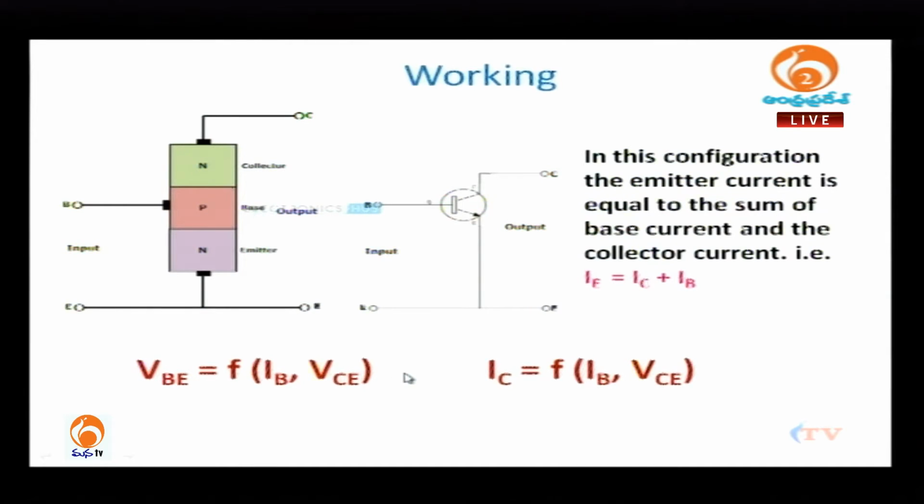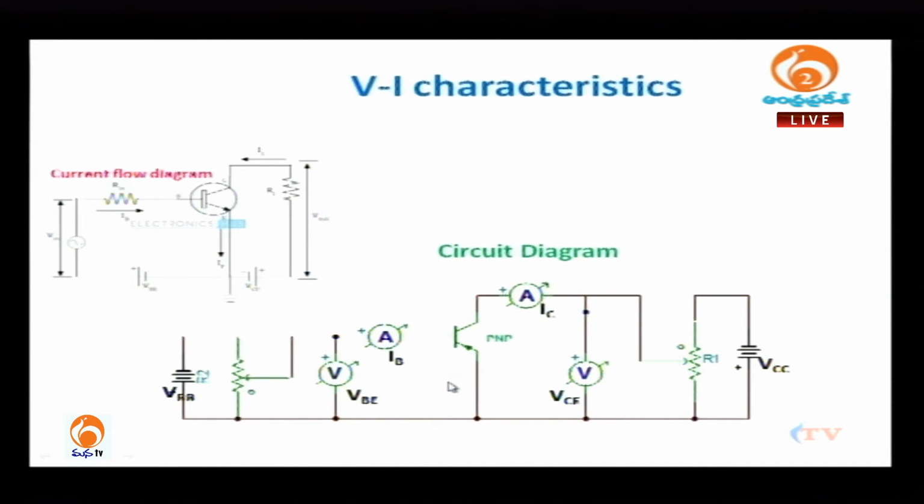Now, let us see this configuration. This is an experimental arrangement in order to obtain the VI characteristics of the transistor in common emitter configuration. Here again you have a PNP transistor, to which base supply voltage will provide necessary forward bias and collector supply voltage will provide necessary reverse bias, like this one. Here it has been wrongly shown. Let us not bother about this one.